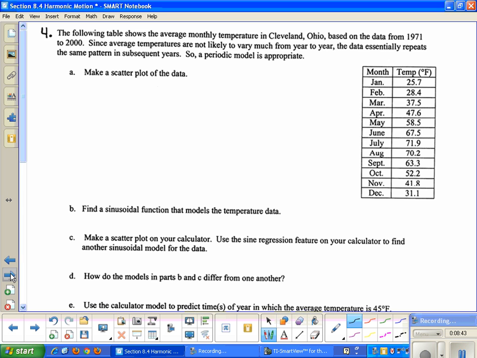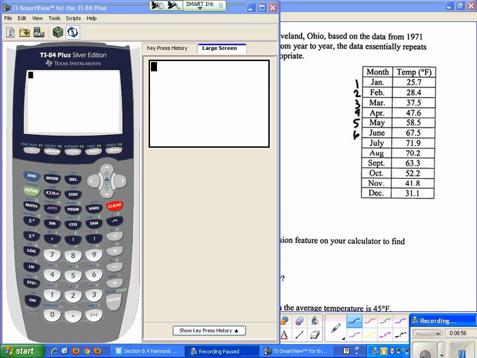First, we want to make a scatter plot. So we're going to actually use our calculator to make a scatter plot, and I would use January as 1 since it's 1 normally, so 2, 3, 4, 5, 6, and so on. So that's what I'm going to put into my calculator.